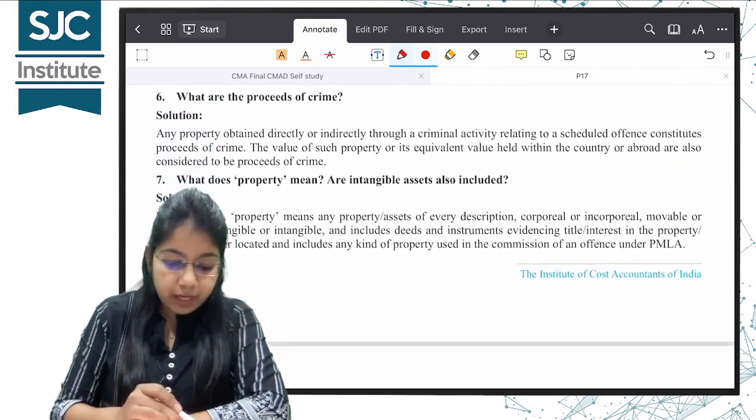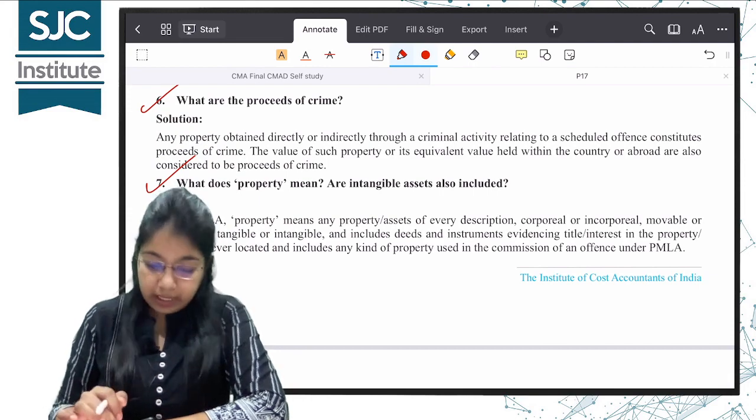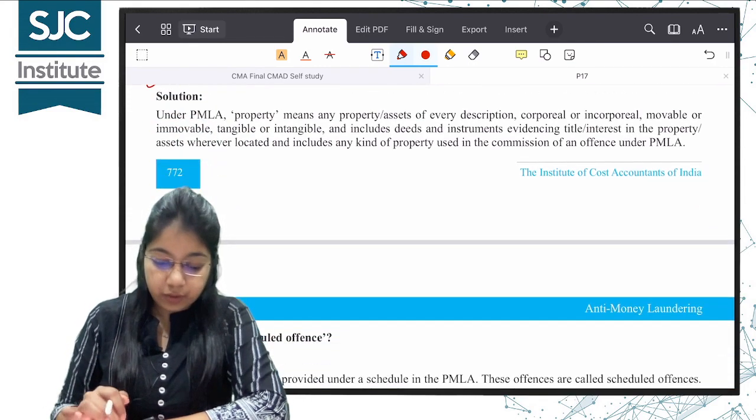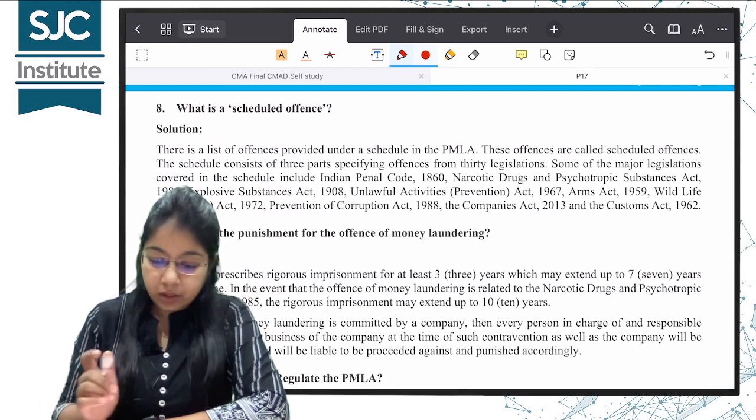What are proceeds of crime? We have studied. What is property? We have studied. Does it include intangible property also? Yes, it includes intangible property also. What is a scheduled offence? We have studied this also.